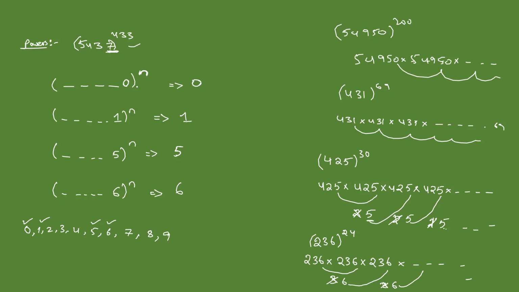Any number which ends with 0, whatever may be the power, the answer is 0. Any number which ends with 1, whatever may be the power, the answer is 1. Any number which ends with 5, the answer is 5 itself. Similarly, any number which ends with 6, the units digit will remain 6 itself. Okay, good. Now, what are the digits which we are left with? 2, 3, 4, 7, 8, and 9. Now we will see the next case: a number which ends with 4.